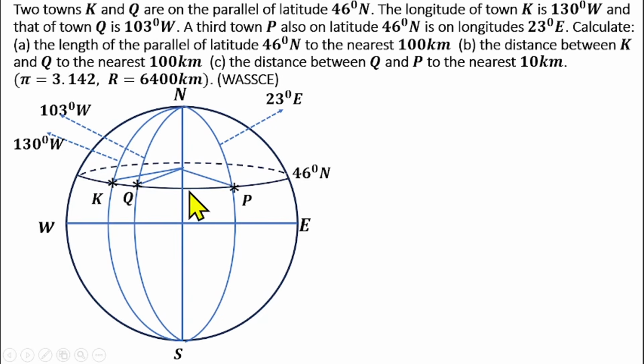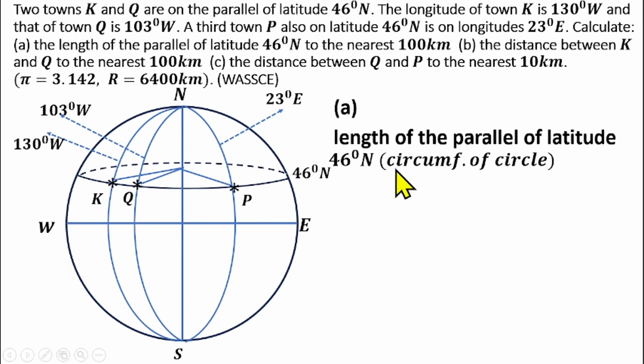How long is it? And if you are finding the length of a circle, what are you trying to find? You are trying to measure the circumference of the circle. So what you are finding here is the circumference of that latitude for 46 degrees. That's what they want you to find for the first question. So you are going to use the formula for finding the circumference of a circle. The length of the parallel of latitude is the same as the circumference of that circle.